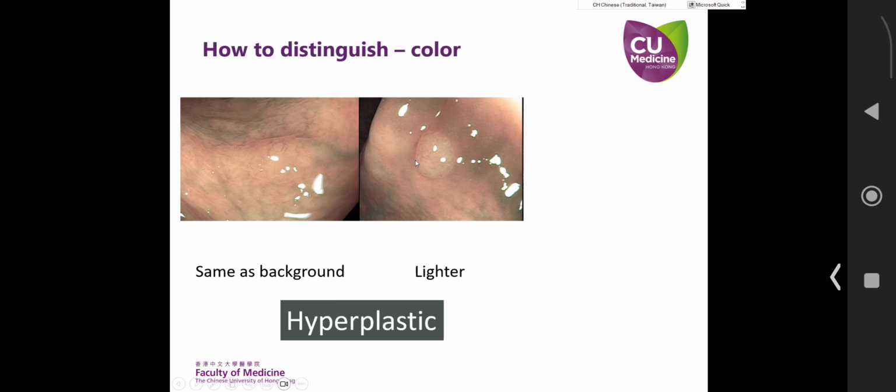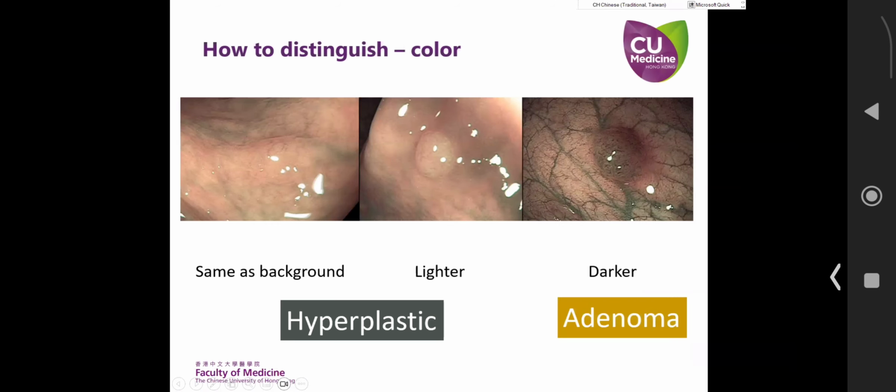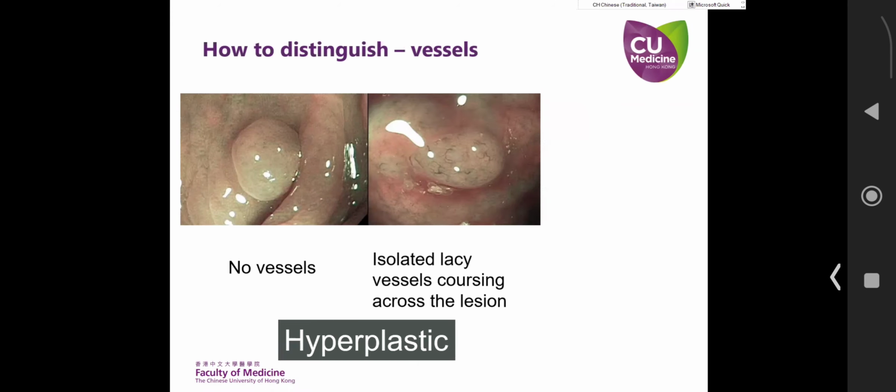So it looks pretty whitish, while on the right hand side is the adenoma, so you can appreciate the difference. The lesion will look quite dark because of the increase in vessel density, and then it will look different under NBI. Also, hyperplastic polyps will usually have not much vessels or minimal vessels around the lesions. So it also again is classical for hyperplastic polyp.